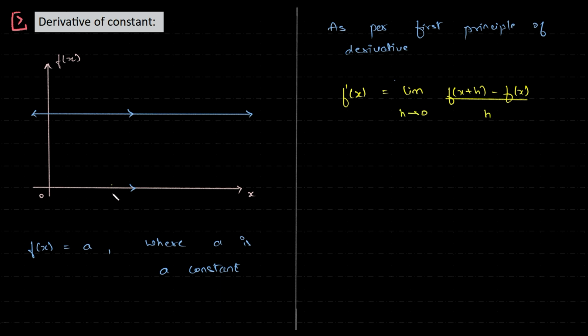What does it mean? If I consider a point x and, a bit far away, not a bit far away, actually very close to it, one more point x plus h. It has an output of a, and this too has an output of a. So we are subtracting the outputs of the neighboring points. In this case, we have limit of a minus a divided by h, as h tends towards 0. So this entire output is 0 by h, so basically 0. So our derivative of a constant is 0 always.